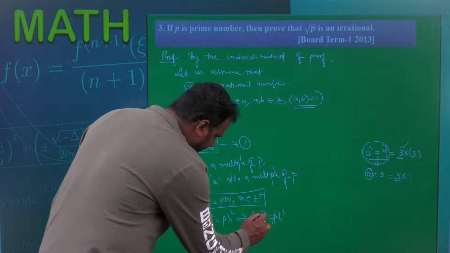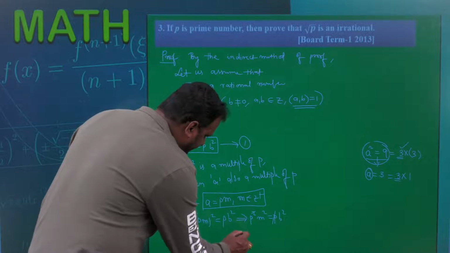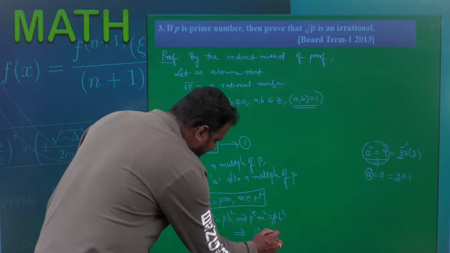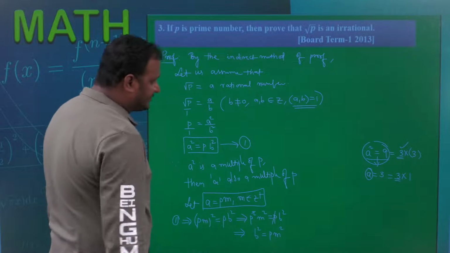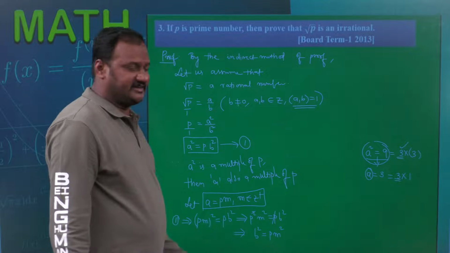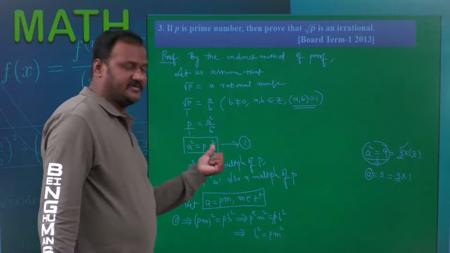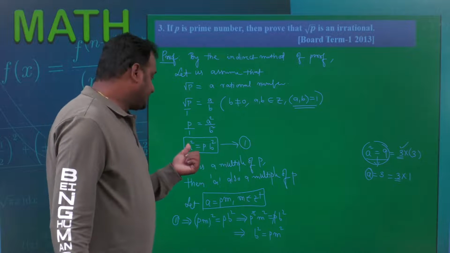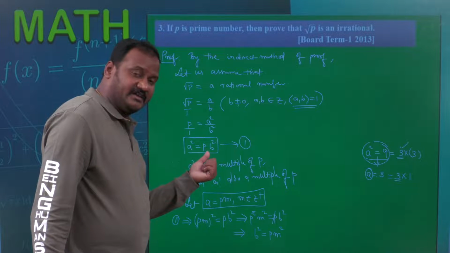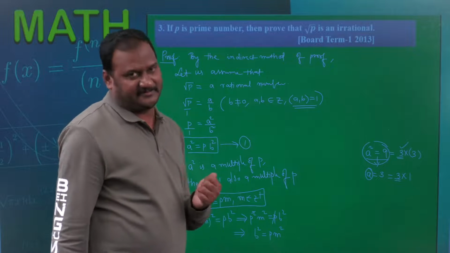Can we cancel one p and one p here? Finally, what we get here is b square is equal to pm square. What do you mean by this b square is equal to pm square? This is same as a square equal to pb square, where a square is equal to pb square means a square is a multiple of p, then a would also be a multiple of p.